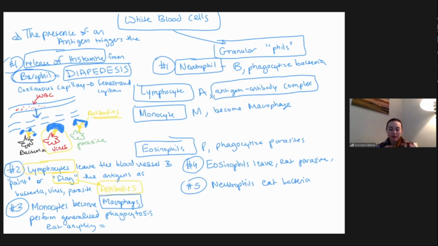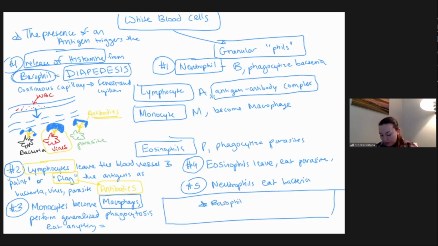And then we have the actual eating of them by the 3 different types. Now, what's the other function of the basophils that we already talked about? I'm going to write it as a bonus. Basophils also release heparin to stop clotting. So basophils have 2 functions. One of them is here in this whole process, helping to attack foreign invaders, but the other function is heparin to stop clotting.